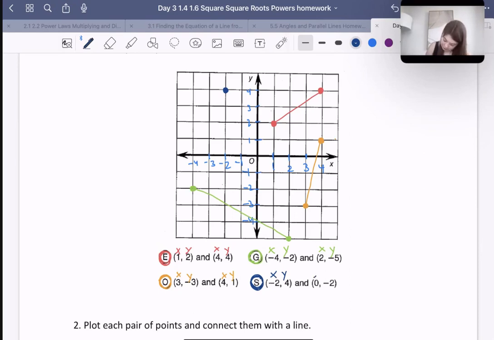And then for this next one, it's 0, -2. So that means we don't go left or right, we just stay in the middle. And then we go down 2 for y. So it's here would be the point. And then let's connect those lines. And there we go.